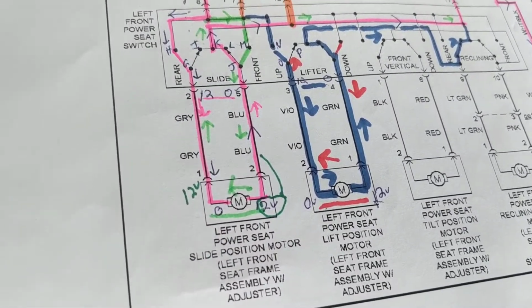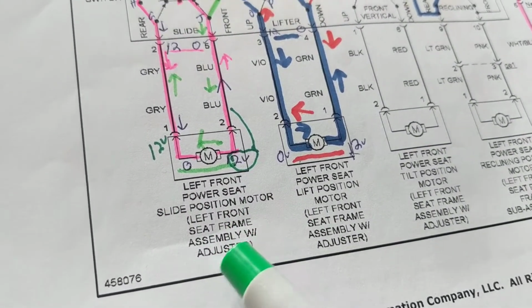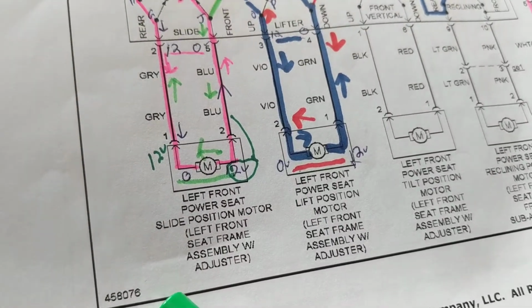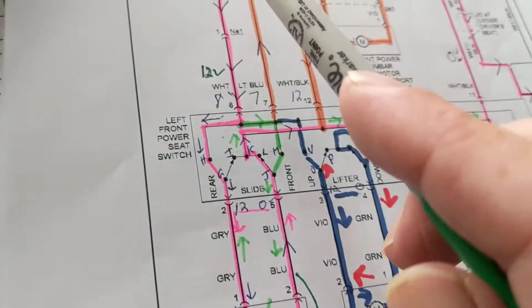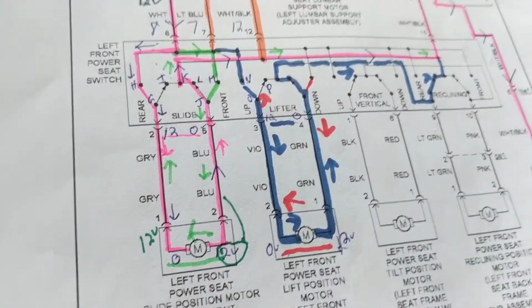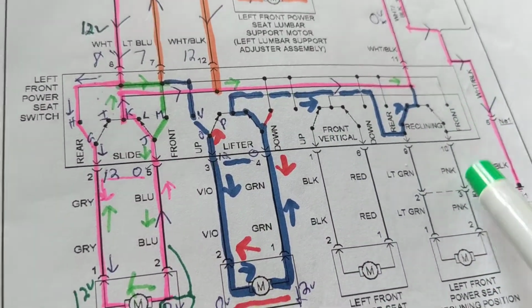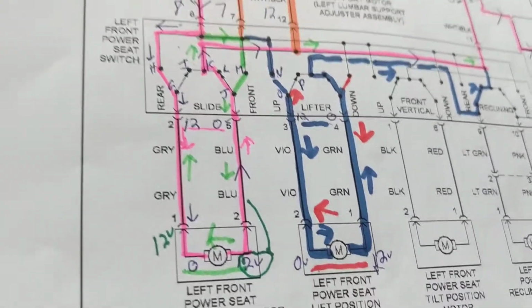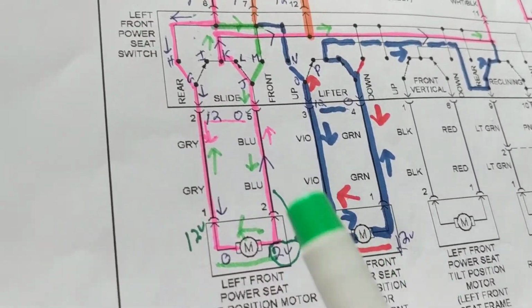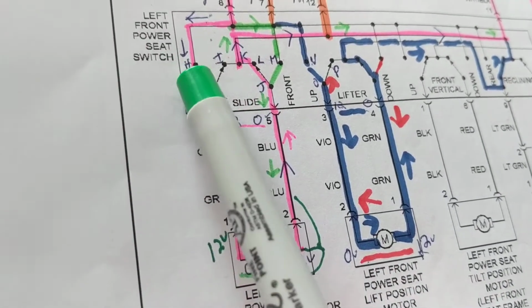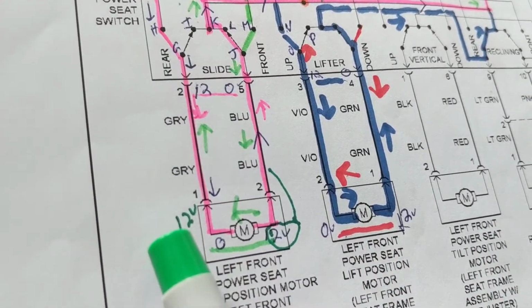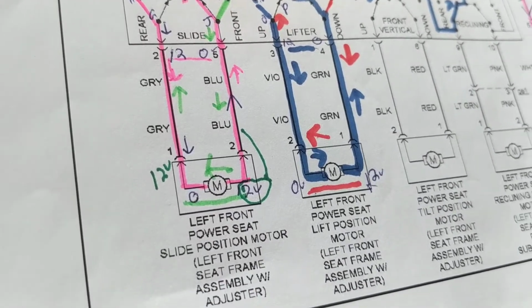If I cannot go up, or let's say I cannot go forward, I cannot go back, can the motor be the problem? Yes, it can. Can the fuse be the problem? Yes, it can. Can the ground be the problem? Yes, it can. Why? Because it's common to both. Okay? Can the switch be the problem? It can, but usually if the switch is bad, you'll have it in one position. Why? Let's take another case.